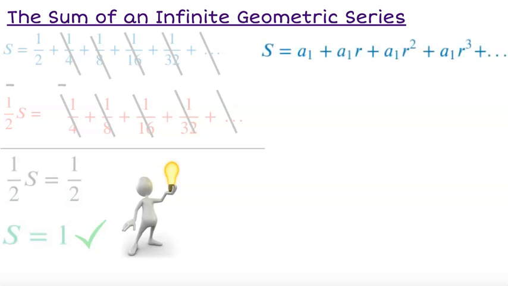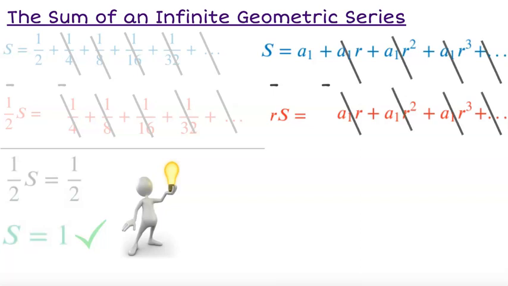Here is a general geometric series. Now multiply both sides by r. Again, the terms shift by one term. Now subtract. And see that all the terms on the right cancel except the first one. On the left we have s minus rs, and on the right we are left with the initial term a sub 1.